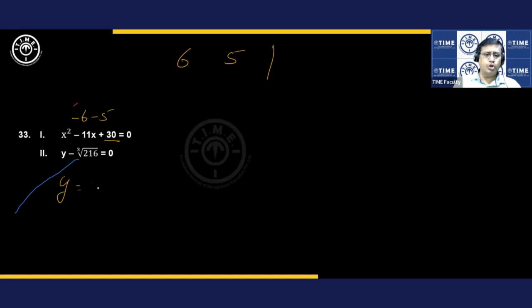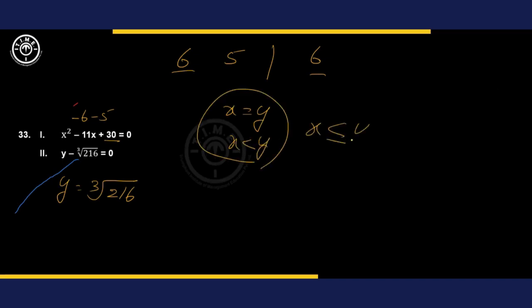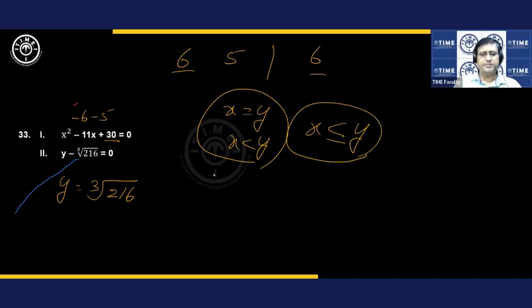Y is equal to the cube root of 216. The value of y is equal to how much? 6. Now just observe. What is the relation? X and y are equal, and x is less than y. So x is less than or equal to y. You are right, excellent. The right choice is option number 4. Choice 4 is the right answer.